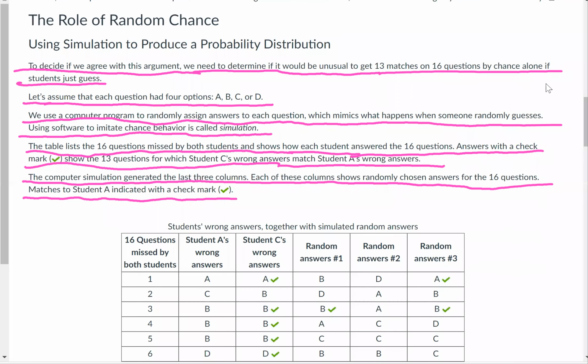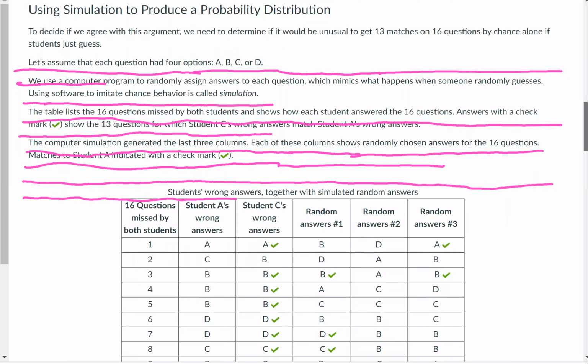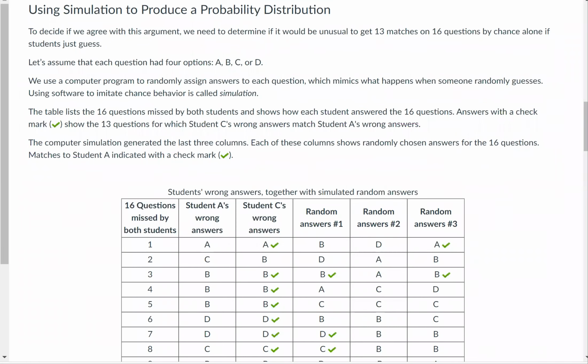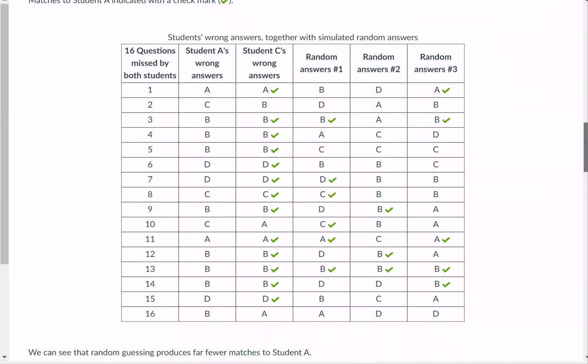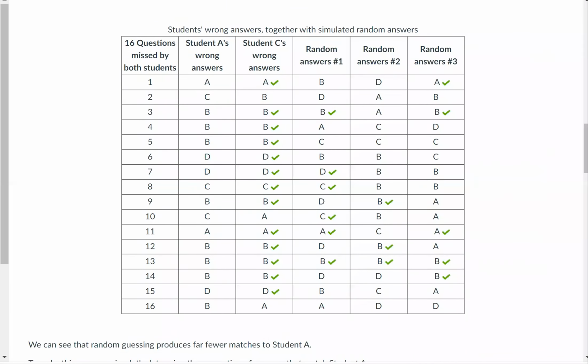All right, let's look at this table. So 16 questions missed by both students. Student A's wrong answers: this computer program has just chosen 16 random selections for these wrong answers based on four choices. And student C's wrong answers, let's say they have 13 of the 16 matching.